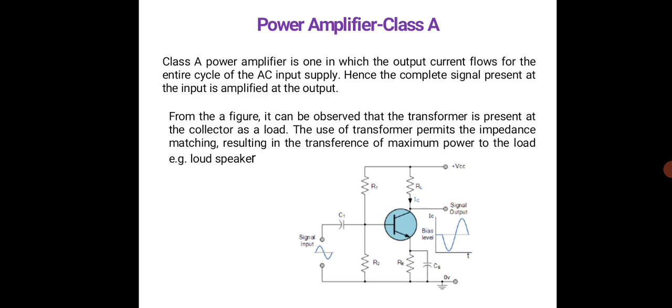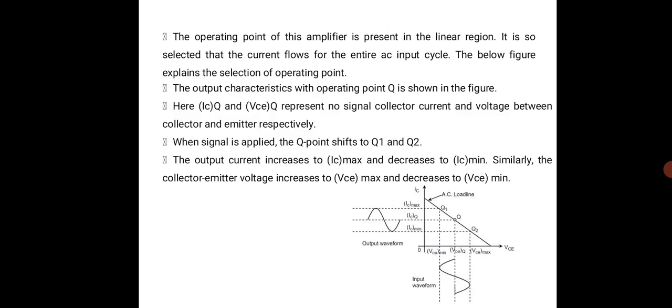The use of transformer permits the impedance matching, resulting in the transference of maximum power to the load, that is loudspeaker. The operating point of this amplifier is present in the linear region. It is so selected that the current flows for the entire AC input cycle. So the below figure will explain the selection of the Q point, which is essential.